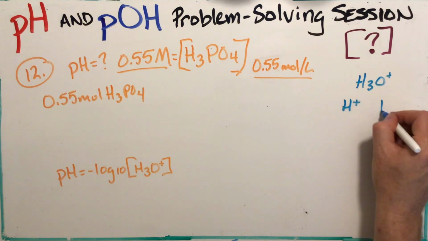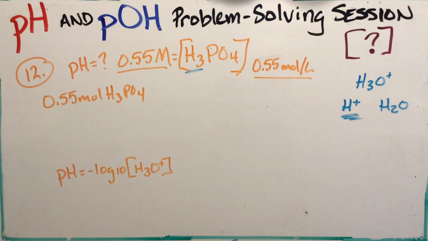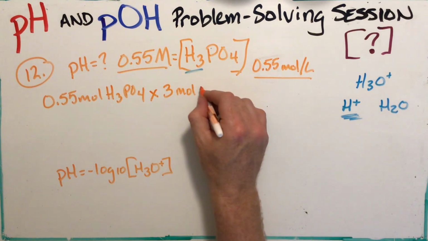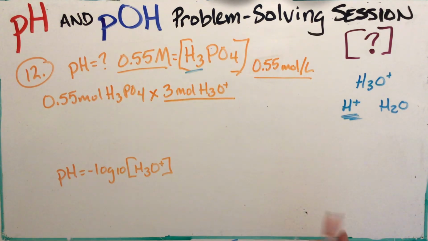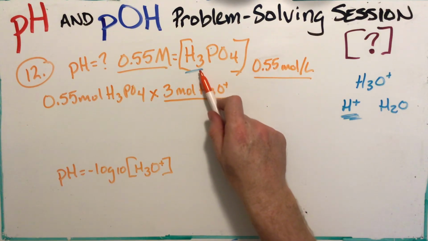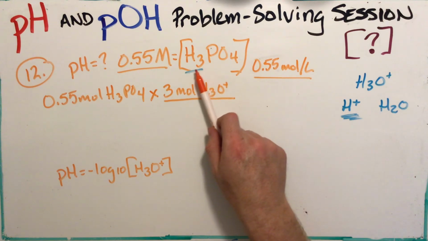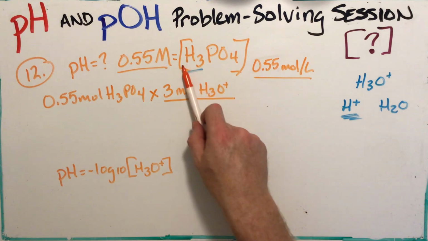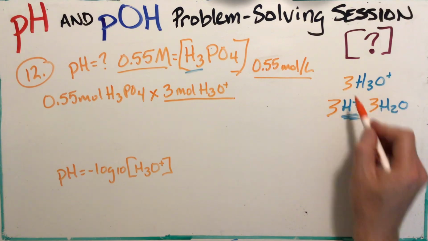Now to make hydronium, a little side note here, to make H3O plus I have to take a hydrogen and add it to a water. So how many hydrogens does that have? It has 3, right? So I'm going to multiply it by 3 moles of H3O plus. The reason I'm doing that is there's 3 H's that are going to separate when this acid, phosphoric acid, which is very strong, drops into the water. The phosphate's going to go one way, and the 3 hydrogens are going to meet up with 3 H2Os and give us 3 of those.